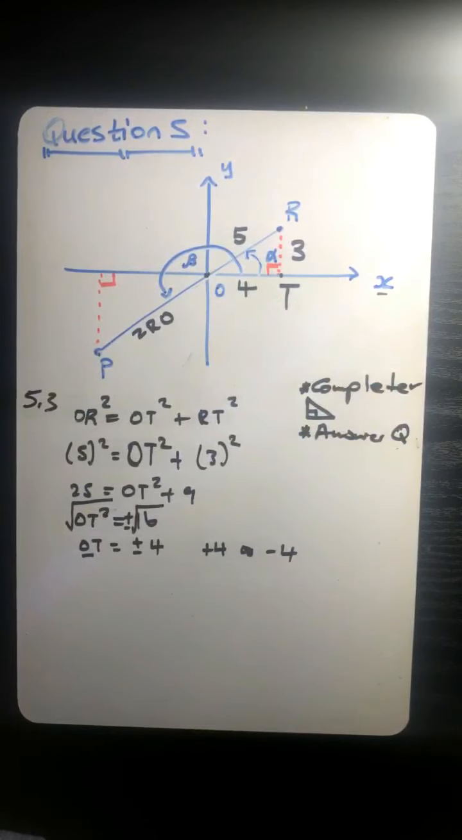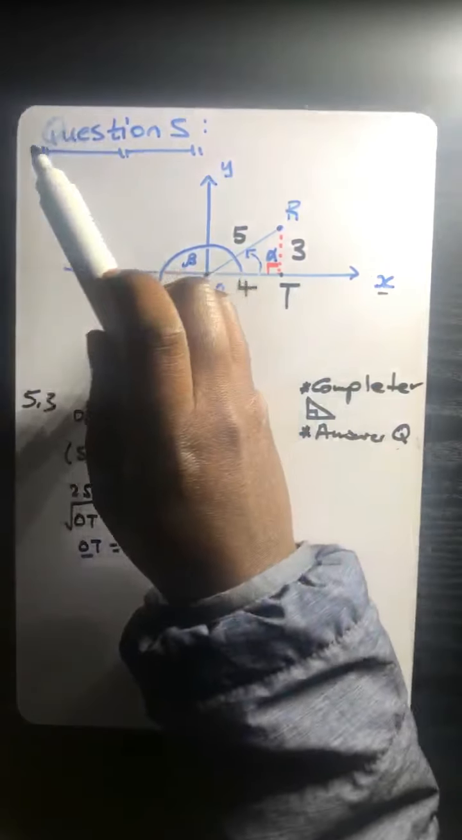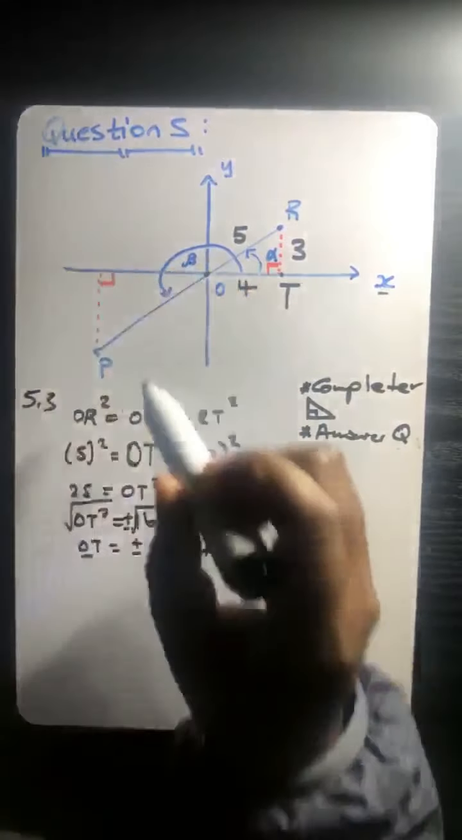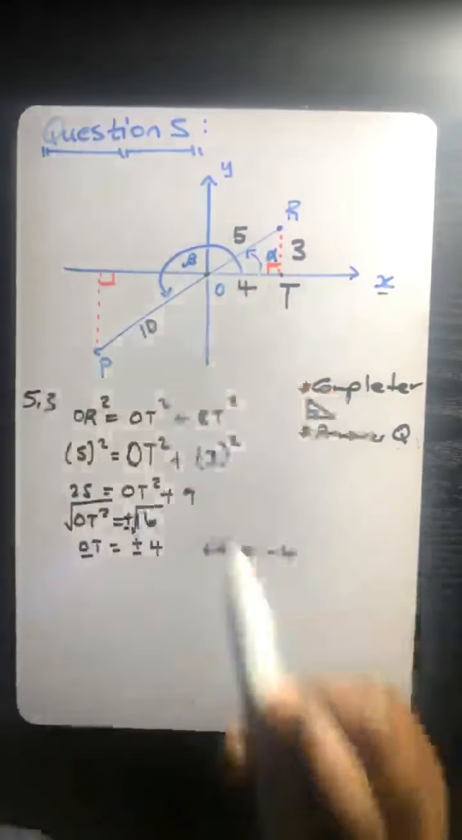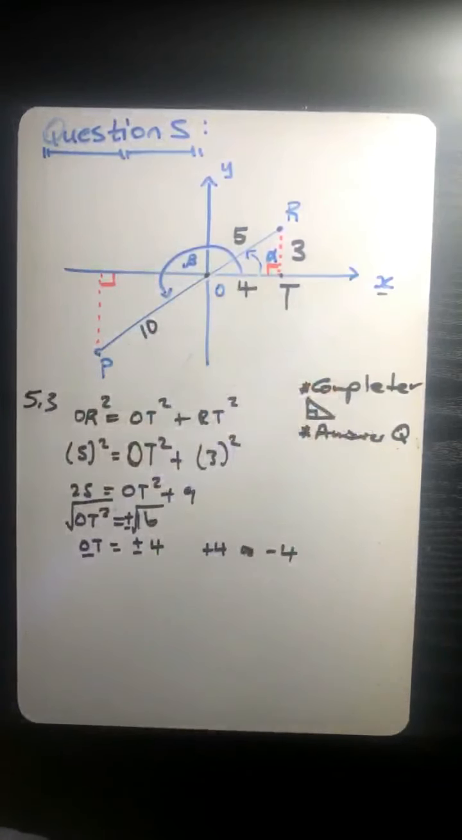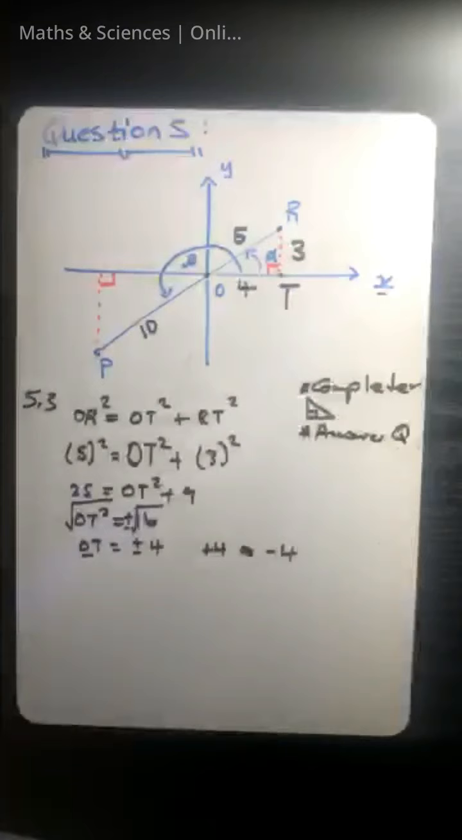Because we have times. It's because from O to R it's 5, and it is stated that OP is equal to 2 RO, which means 2 times 5 is 10. Which means 2 times 5 equals 10. Very, very important, ladies and gentlemen, over there. I think we are now getting somewhere.